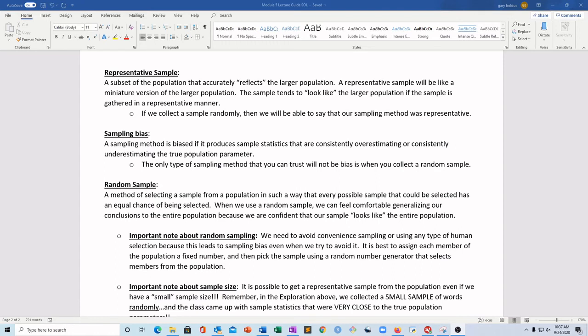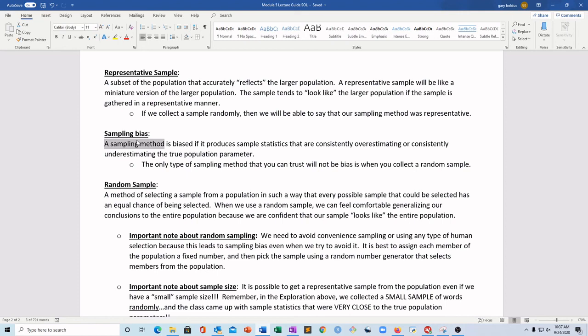So we need to put a name on something. What we're going to do is put the name sampling bias on us being wrong or doing something wrong about sampling. So what do I mean by that? Well, let's look at the definition. A sampling method, so what does that mean? All this means is how you pick your sample. So just throw in how I pick my sample. That procedure you use, the way you pick, we will call that biased if it produces sample statistics that are consistently overestimating or underestimating the parameter.